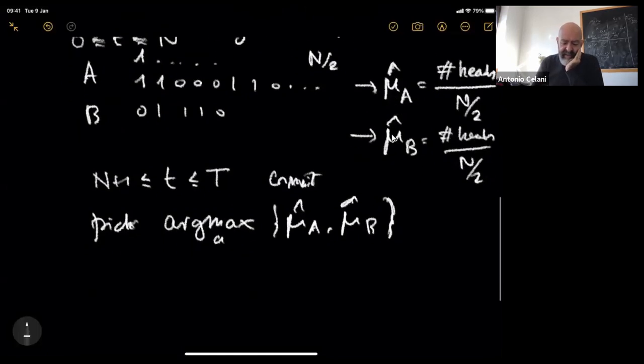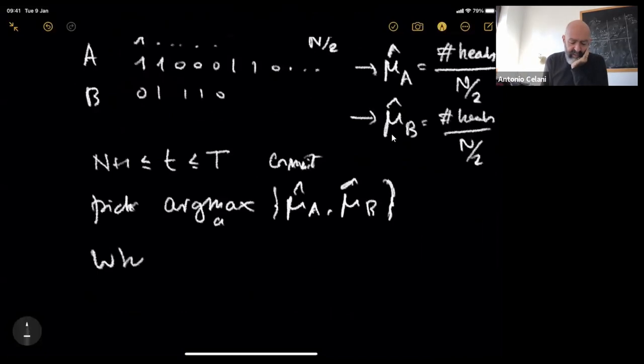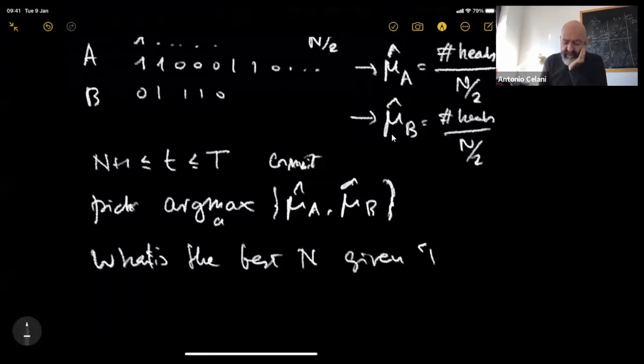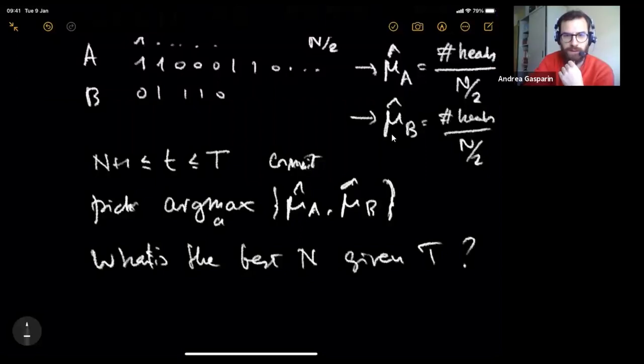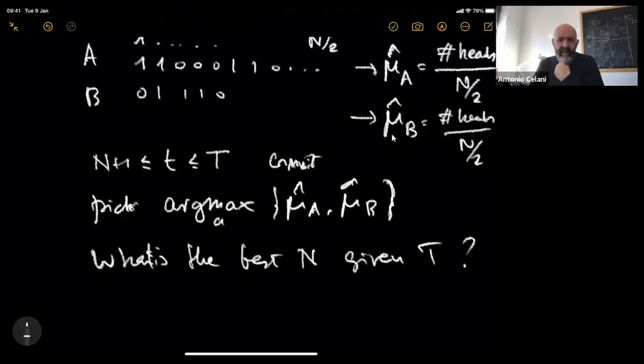So the question is, what is the best n given T? So when should I stop exploration? Do you have any ideas how to identify? So suppose I tell you, we're going to flip the coins overall for 1,000 times. So my capital T is 1,000. I guess when they stabilize the estimation. Okay, that's good. Quantitatively, how do you construct the criterion for this?